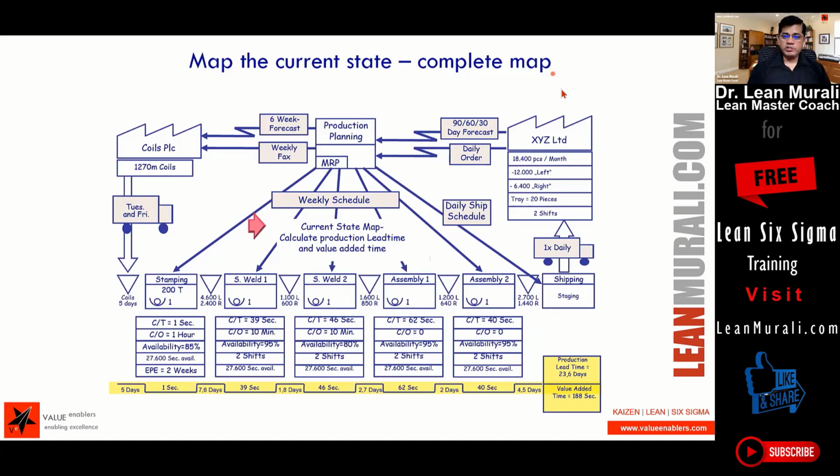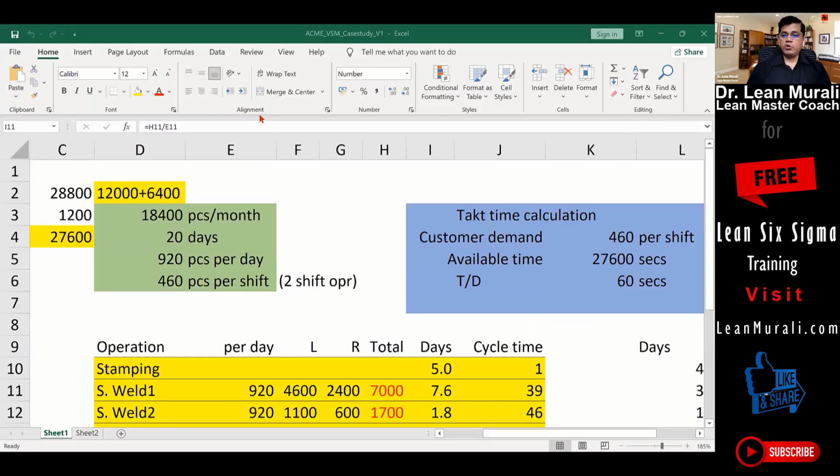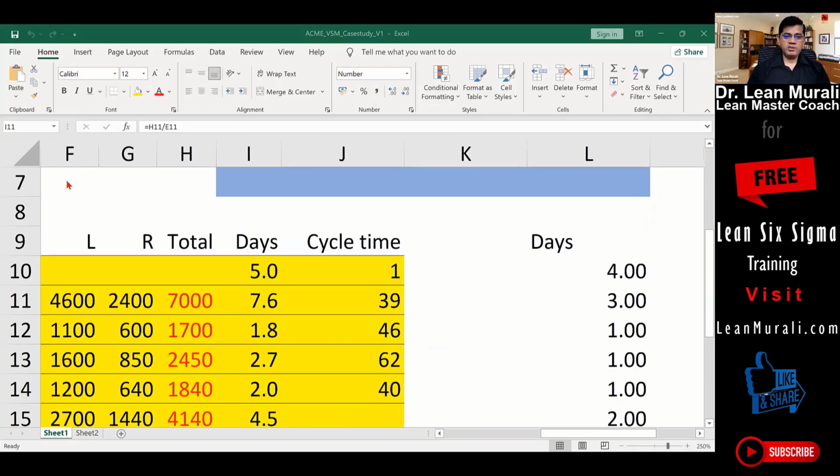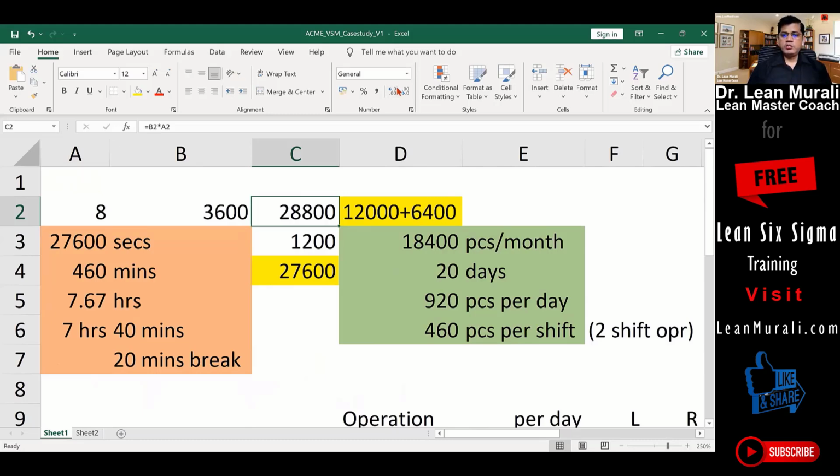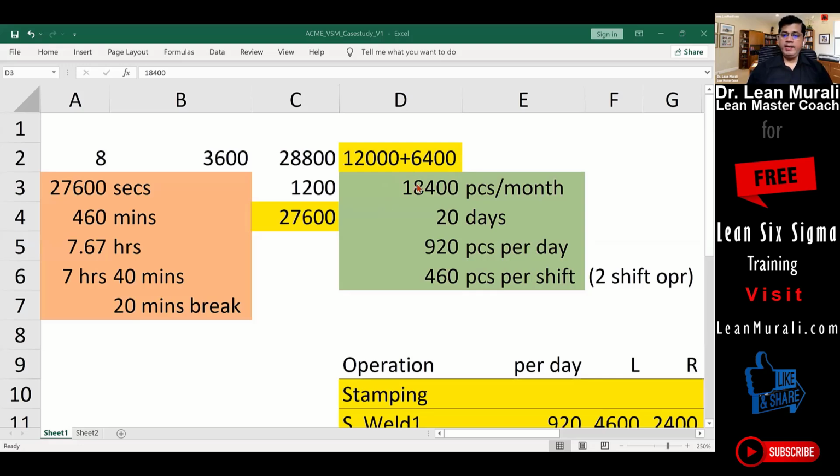Now I'll go to the Excel sheet and help you understand how to check this out. So we'll go step by step. First things first, let's start with the customer demand. The customer wants 12,000 pieces of... 12,000 plus 6,400, 18,400 pieces. So 18,400 pieces, 20 days. This is the information that is given in the example, the case study.